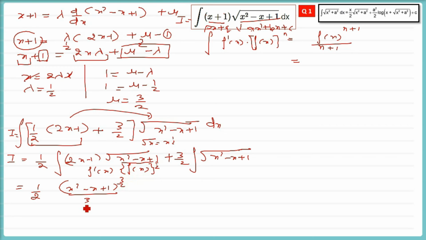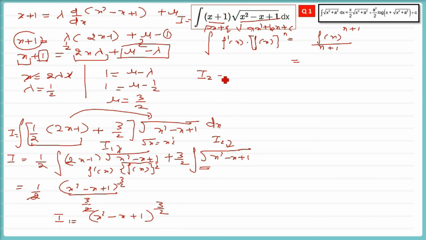Half plus 1 is 3 by 2. Now 3 by 2 when it goes up will be 2 by 3, so this 2 gets cancelled and 1 by 3 will come up in the front. So I1 is already done. I1 is simply x square minus x plus 1 raised to the power 3 by 2, and that is times 1 by 3 also.